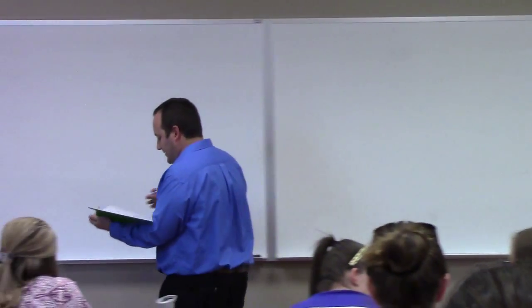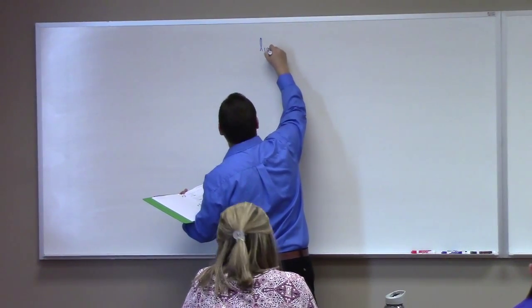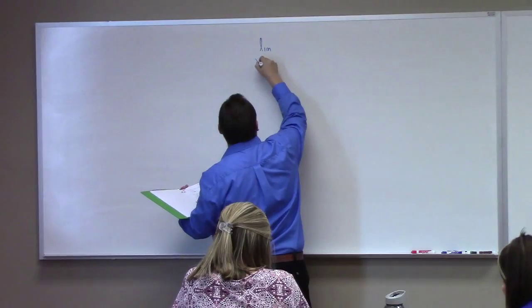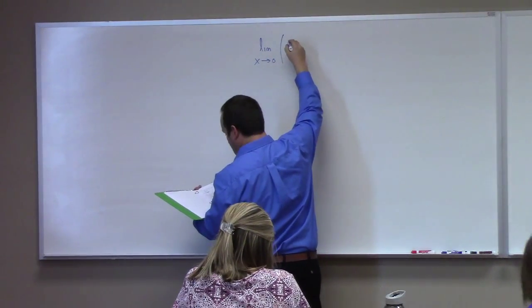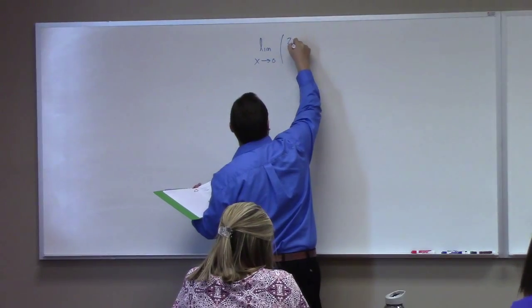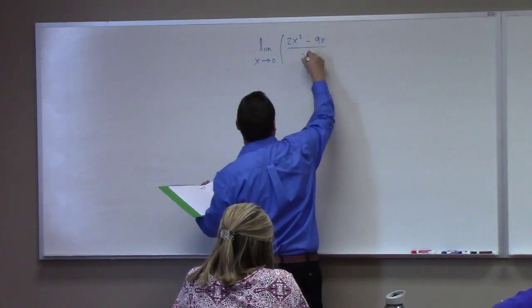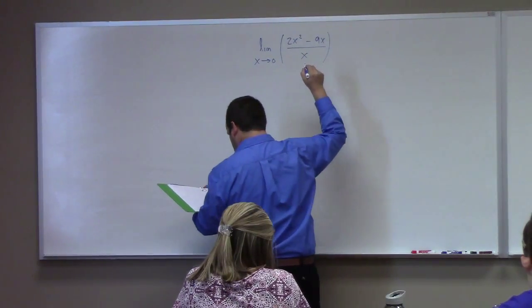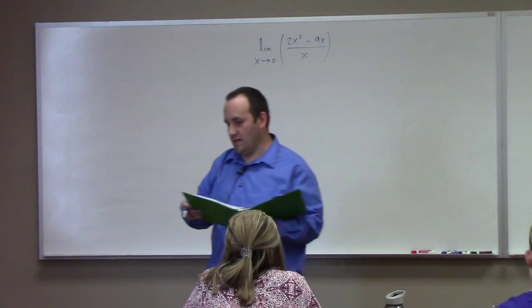So we're supposed to find the limit if it exists. And so the limit we're asked to calculate, at least in my version, yours might have a slightly different number, but if I solve this one, you'll be able to solve yours, I'm sure. The limit of 2x squared minus 9x over x. Right? Something like that? Okay.